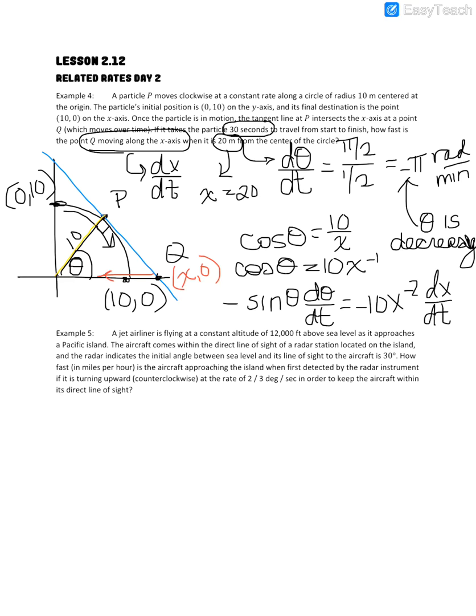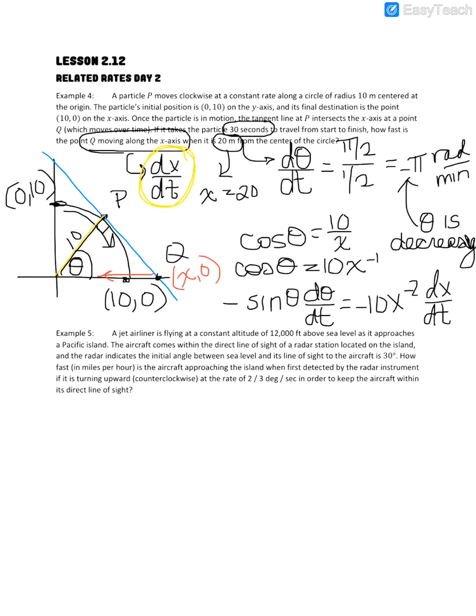All right, so at this point, remember, we're looking for dx/dt. That's what we're trying to find. What that means is we want to have something to plug in for every single other value that we have. So for instance, d theta/dt, we know that's negative pi. X, we know that's 20. The only thing that we don't know is theta, but we do know that we want this at the moment that x is 20, so that actually allows us to find our theta.